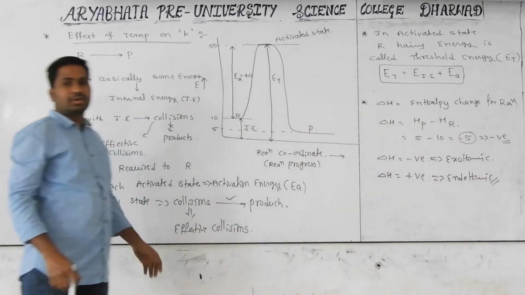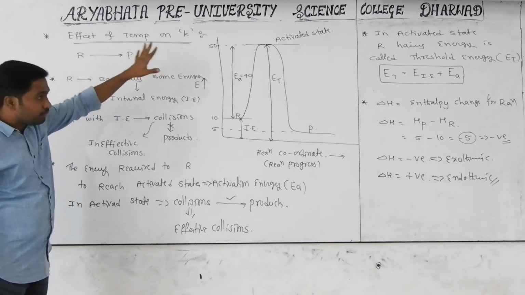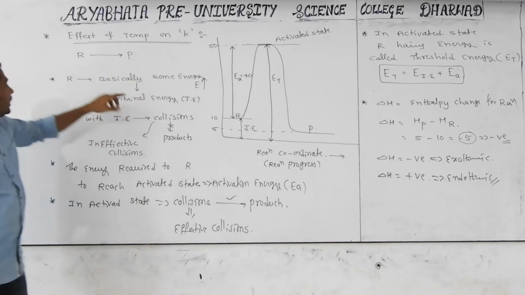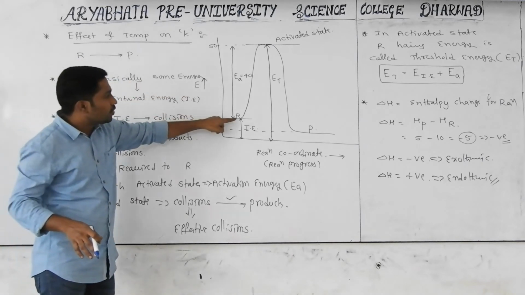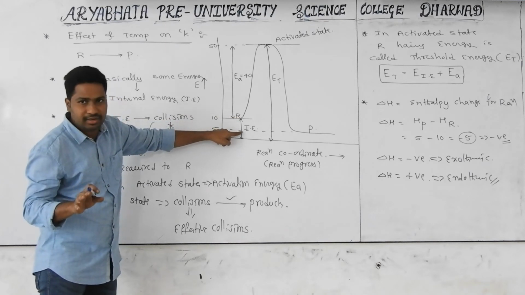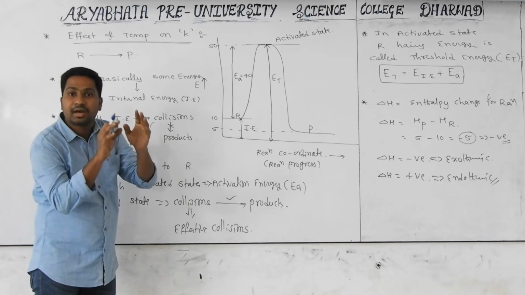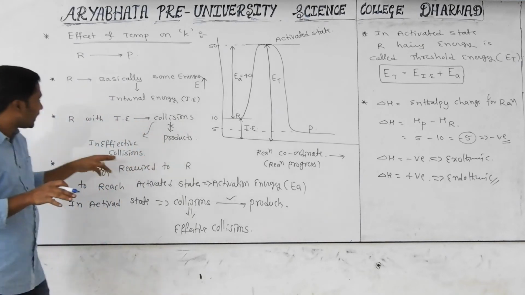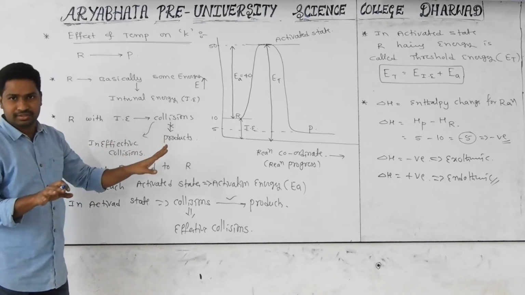This is one of the important concepts to understand the temperature, but still we didn't discuss that point. Basics we are learning. So, in every chemical reaction, reactants are having some basic energy. The basic energy is called internal energy. With that internal energy, they are involving in the collisions, but they are useless. That's why they are called ineffective collisions, because they won't give the products.